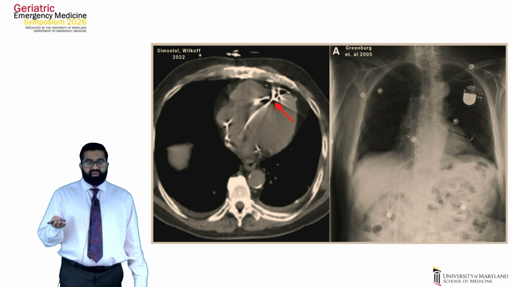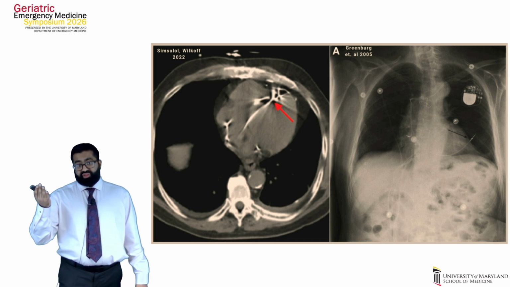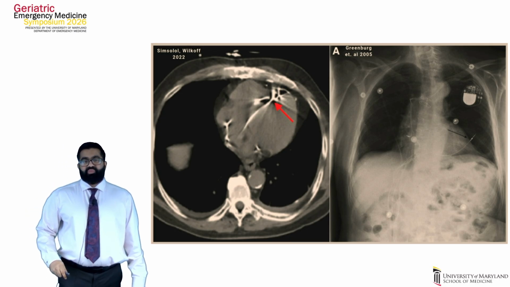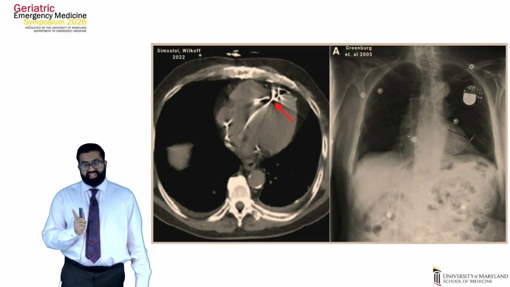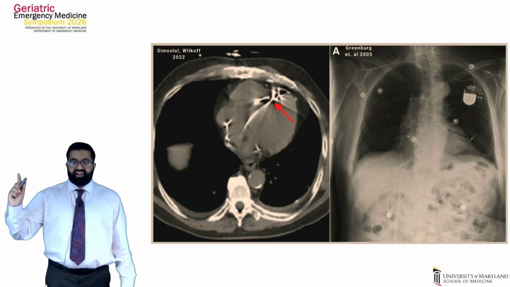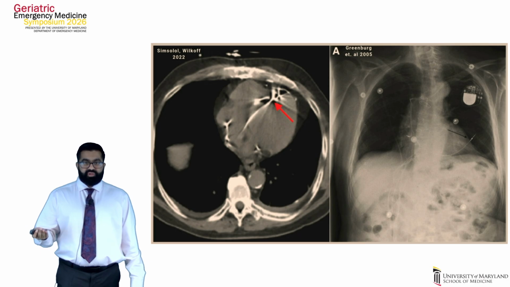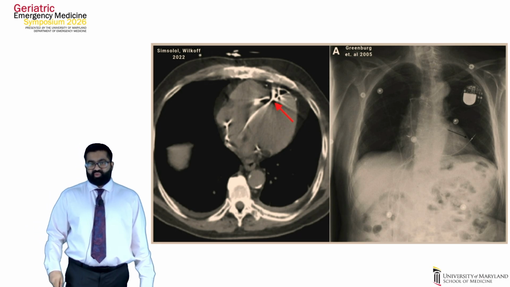This is a CT where you can see the lead going through the RV and a little bit of the septum as well. You can even appreciate on the chest x-ray how the lead is completely extracardiac, and on this there is a little bit of an effusion that's presumably a little bit of hemothorax as well.